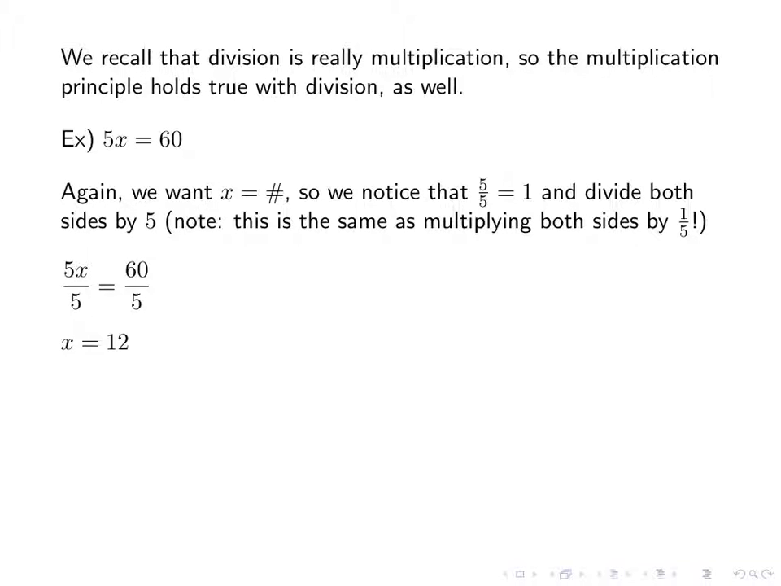And again, you can plug it back in. Is 5 times 12 equal to 60? Yes. As another example, we have -2x equals 14. To get rid of that -2, we're going to use the fact that -2 divided by -2 is 1, and 1 times x is x. So we will divide both sides by -2. So -2x divided by -2 equals 14 divided by -2, which gives us x equals -7.